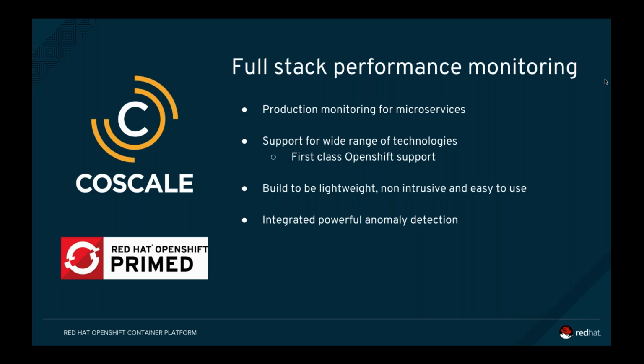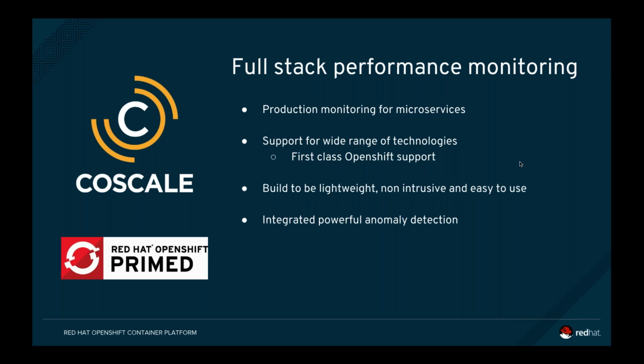Now, the tool we provide is really built for OpenShift, and we provide first-class support for the entire OpenShift infrastructure and tool. We also support a wide range of other technologies, like Ed mentioned, JBoss and Spring Boot, and all these other technologies you can find in these container environments. We're an OpenShift Prime partner. Coscale is really built to be lightweight, non-intrusive, easy to use, and I'll show you during the webinar and during the demo a little bit why that is.